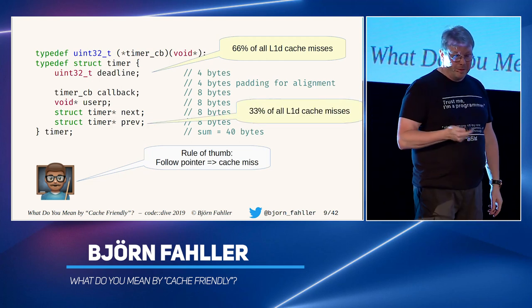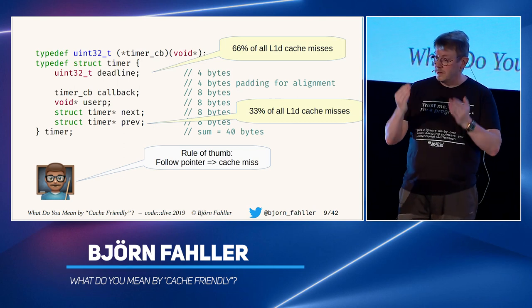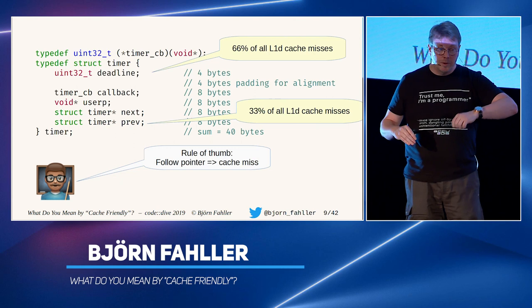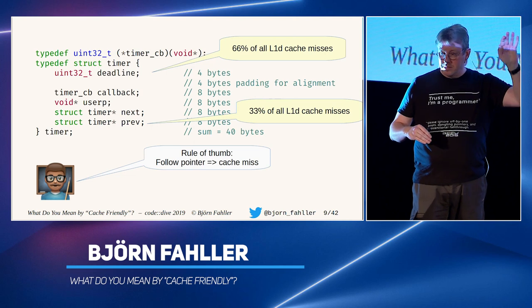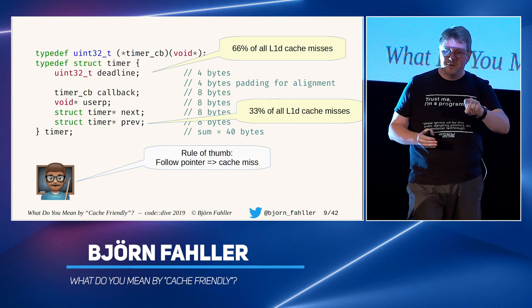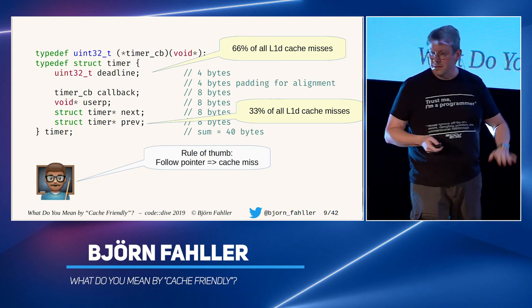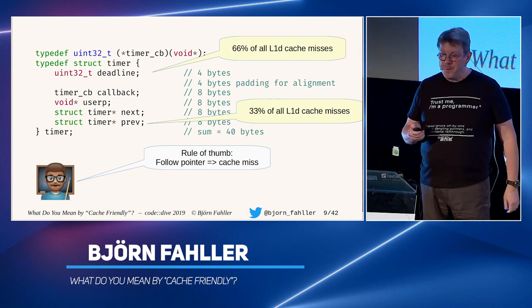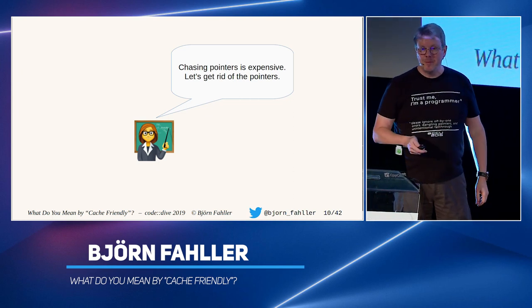And then we see that we had 33% cache misses in following the prev pointer. And this actually makes sense. We see that the structure takes 40 bytes. Cache lines on this CPU are 64 bytes. So when we follow a pointer to a timer struct, deadline is a cache miss, all right? And then we have a roughly 50% chance that prev is on the same cache line or on the next. So it makes sense that we see this cache miss pattern. Okay. So chasing pointers is expensive. Let's get rid of them.